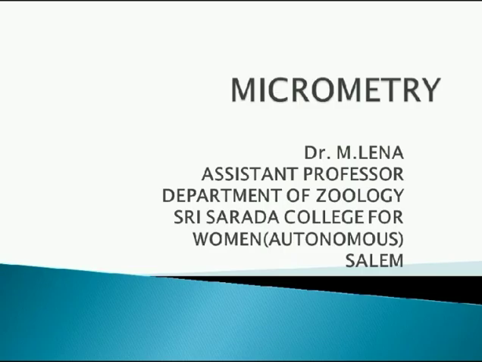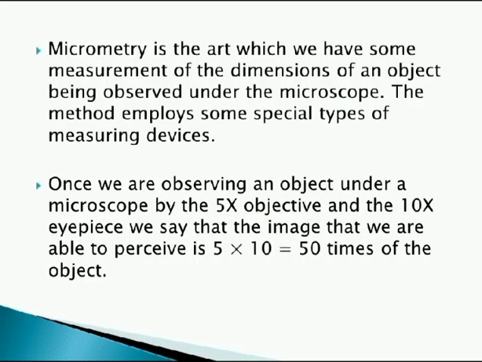I am going to discuss micrometry, which is the art of measuring the dimensions of an object being observed under a microscope. For example, you have some microorganism and you need to estimate the length or width of a particular organism. You can go for this particular micrometry. This method employs special types of measuring devices.